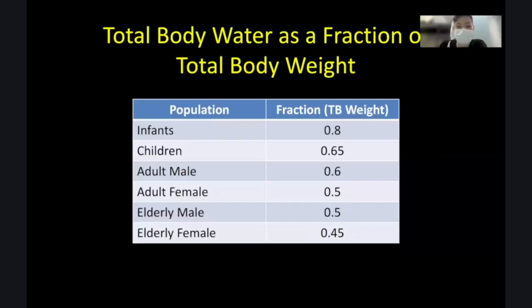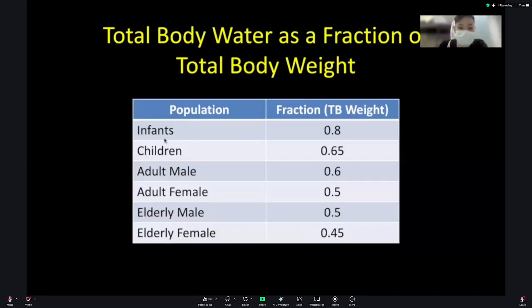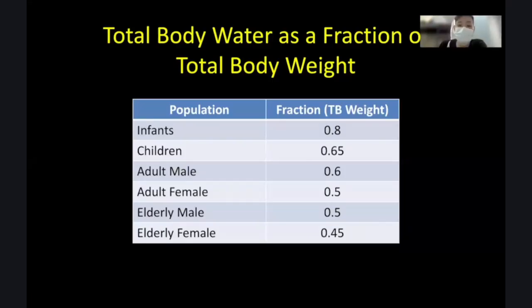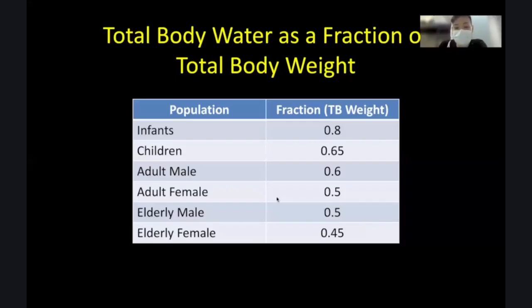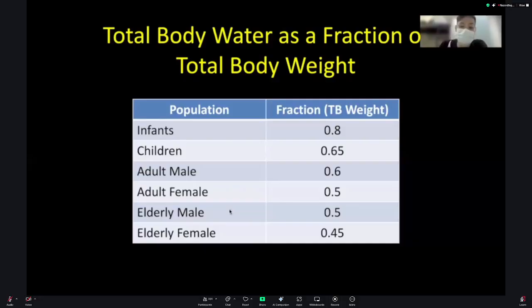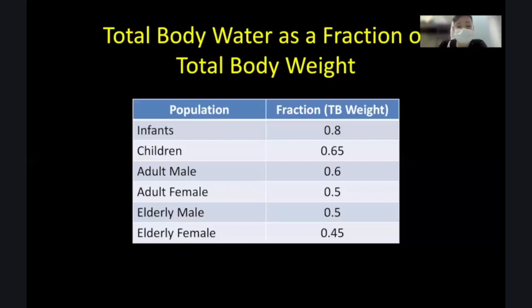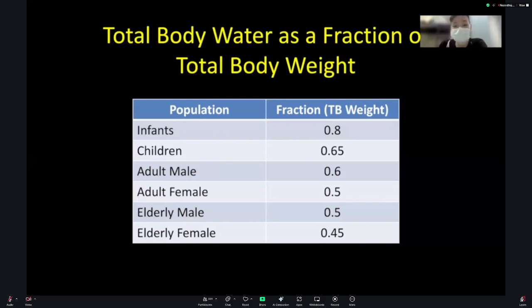So when they reach childhood, total body water would be 65%. Adult male, as discussed, 60%. Adult female, around 55%. Elderly male, around 50%. And elderly female, 45%. So what this table shows is that as you grow older, the total body water decreases as well.